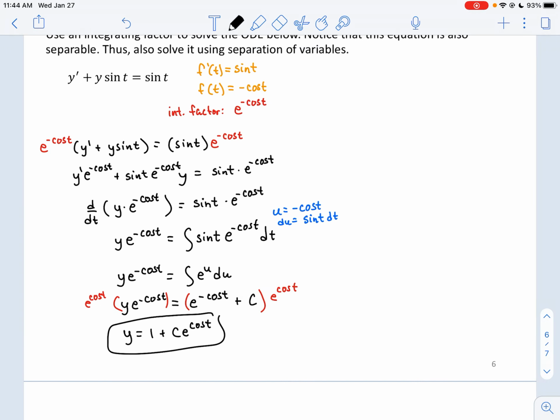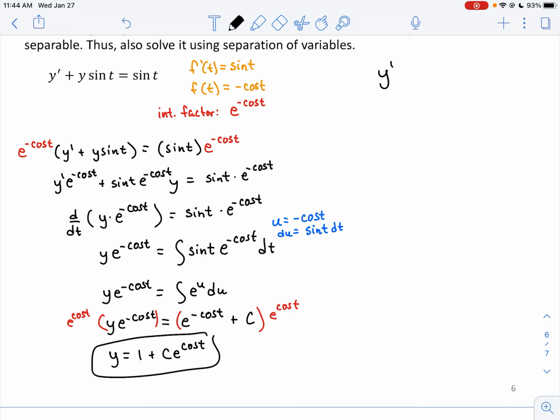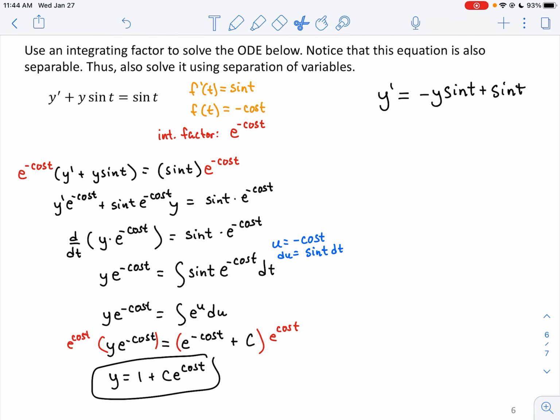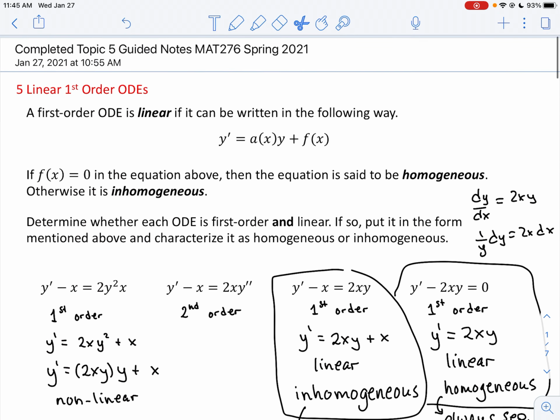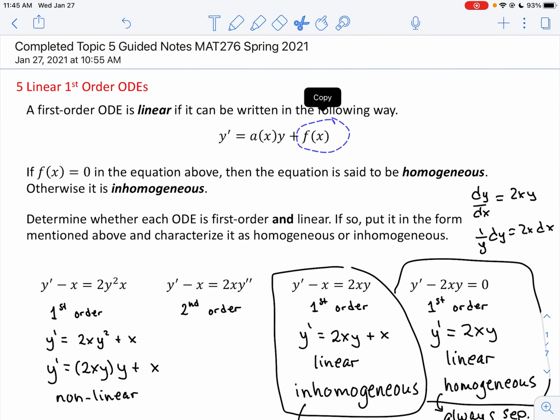Now let's do this with separation of variables. Now this particular one, I'm going to move the y back to the other side. So we have negative y sine of t plus sine of t. This is inhomogeneous because we have a function of t here off on the side. If you go back to our general form, there's a function of the independent variable that's isolated, and then a coefficient function of the independent variable multiplied by the dependent variable in the front.